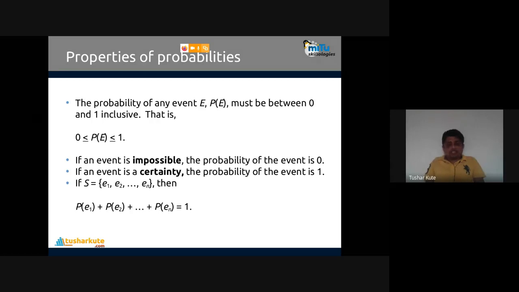So 0 is the least value and 1 is the highest value. Now, if the event is impossible, meaning the result I am getting is impossible, then the probability of the event is 0. Impossible events are there. When the event is a certainty, a perfect result, the probability of the event is 1.